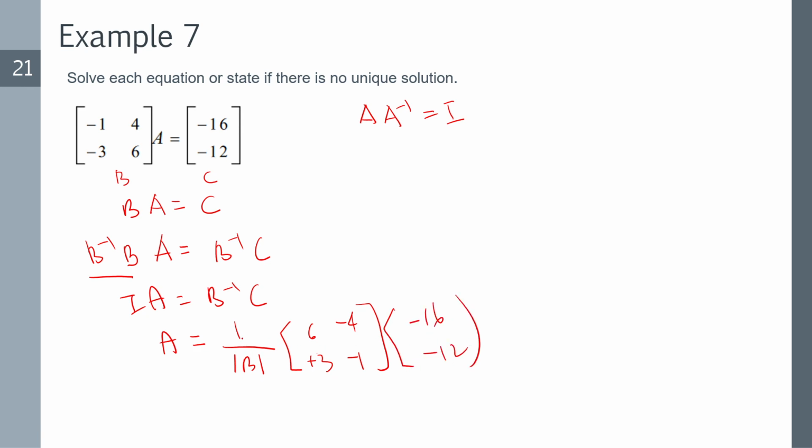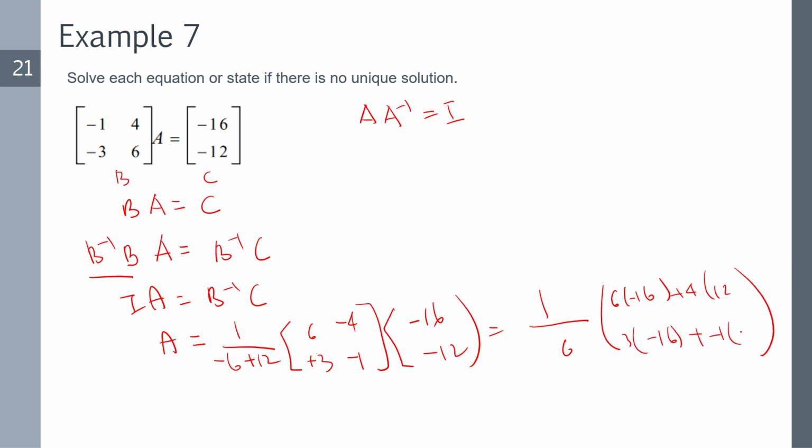So what is the determinant of B? It is negative 6 plus 12, so this one is 1 over 6. Then 6 multiplied by negative 16 plus 4 multiplied by 12, and then 3 multiplied by negative 16 plus negative 1 multiplied by negative 12. Then you use the calculator and find the answer for A.